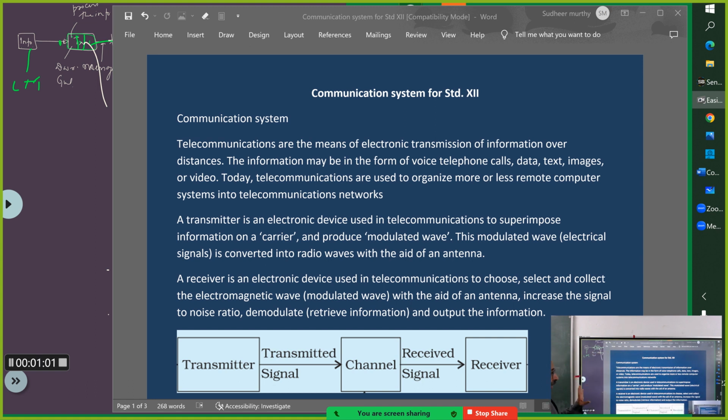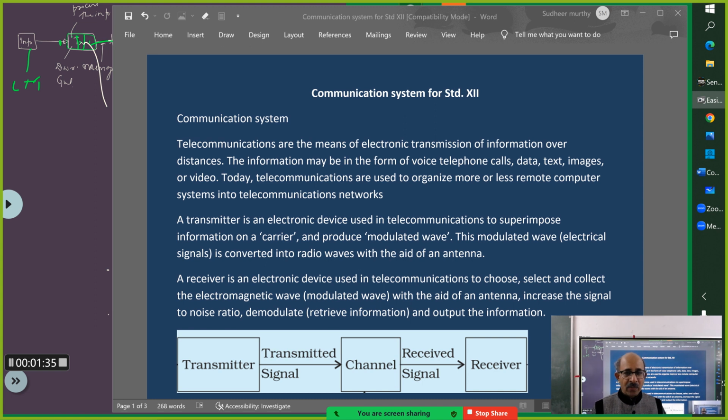Now, a transmitter is an electronic device used in telecommunications to superimpose information on a carrier and produce modulated wave. This modulated wave, electrical signals, is converted into radio waves with the aid of antenna. This is in brief. We will learn about transmitter in detail. So just now you understand the transmitter. We have got a carrier signal. For example, carrier signal means, now please all of you listen to me very carefully.